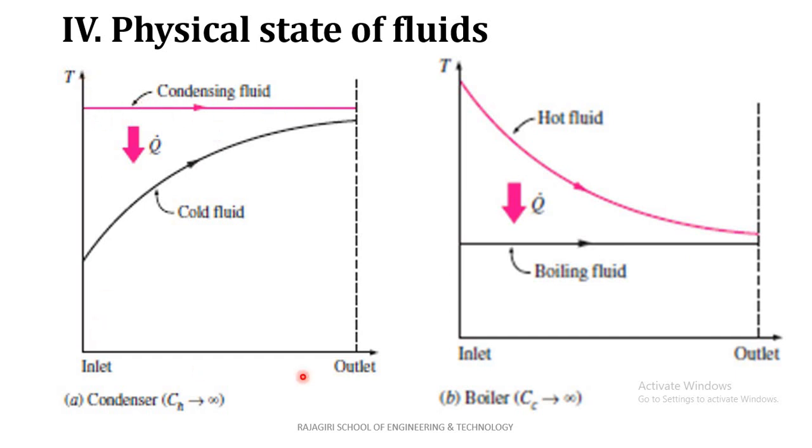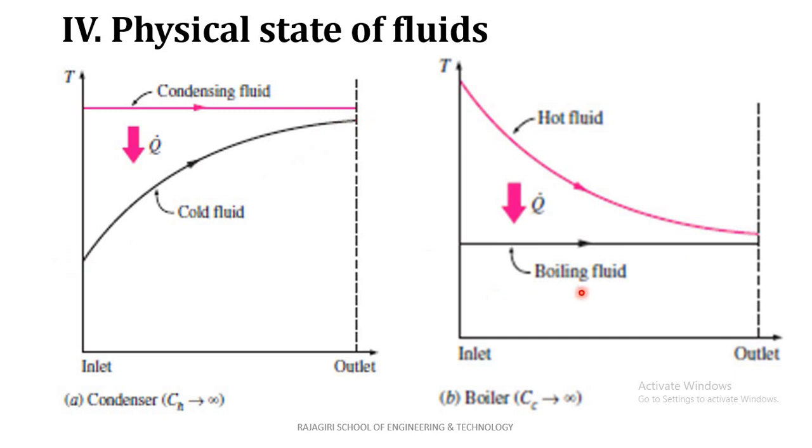So this is the temperature profile. In this temperature profile, you can see that during phase change the temperature is constant. In a condenser, the hot fluid is undergoing a phase change process, so its temperature is constant throughout the length of the heat exchanger, and the cold fluid gains heat and its temperature increases continuously from inlet to exit of the heat exchanger.